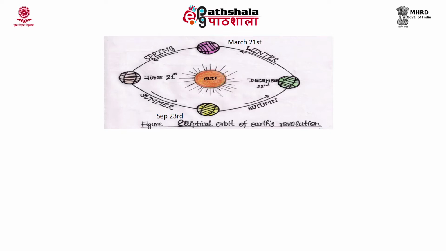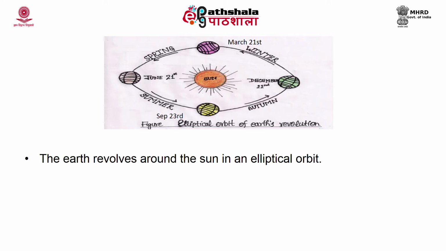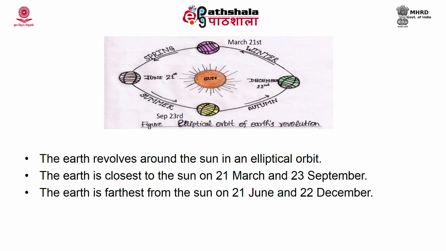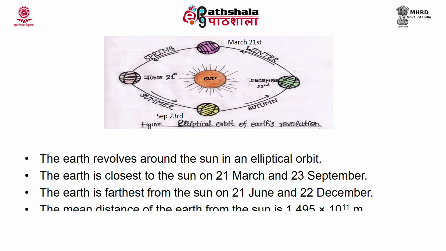Before that, we can say that the earth revolves around the sun in an elliptical orbit and we know that the earth is closest to the sun on 2 days, 21st March and 23rd September, while it is far from the sun on 21st June and 22nd December. The mean distance of the earth from the sun is around 1.495 multiplied by 10 to the power 11 meters.